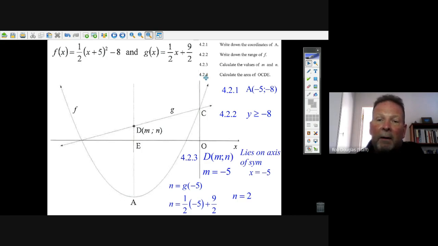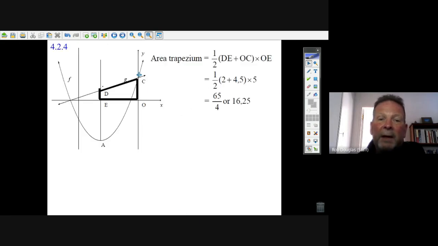The last question of this video is 4.2.4. Calculate the area of OCDE. OCDE, that shape is a trapezium. It's kind of a triangle that sits on top of a rectangle. Now you could find this area because you know that this is going up to 2. We know that it's minus 5 and it goes up to 2. We know that this is 4.5.